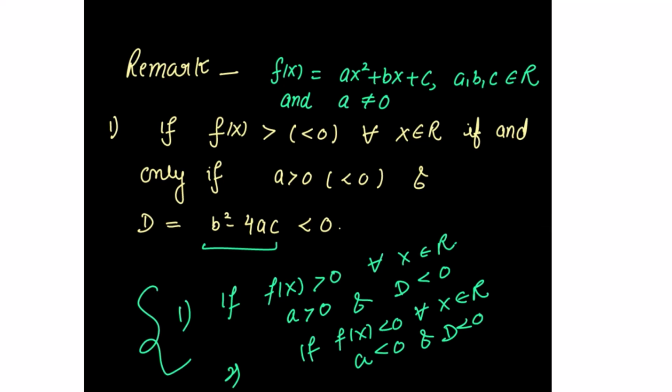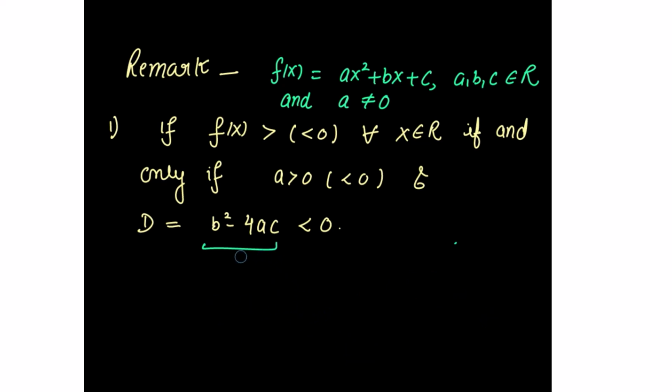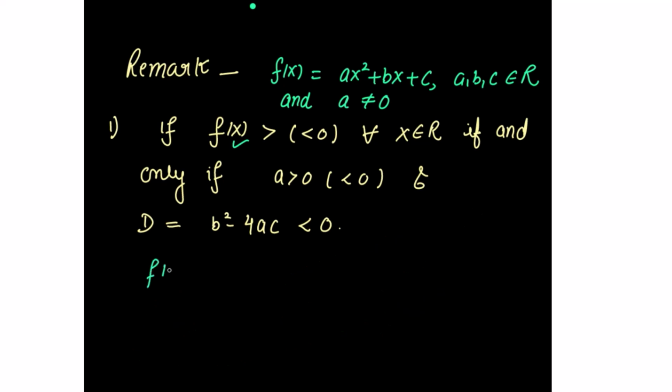These are the two very important results that we are going to use in the solution. In our question it is given that f(x) is ax² + bx + c for a, b, c belonging to the real numbers with the condition that a is non-zero, and that f(x) is strictly positive. That means we are going to use the first condition: for f(x) to be strictly positive, a is positive and the discriminant is negative. Now I am going to explain how I get this result. Please understand.